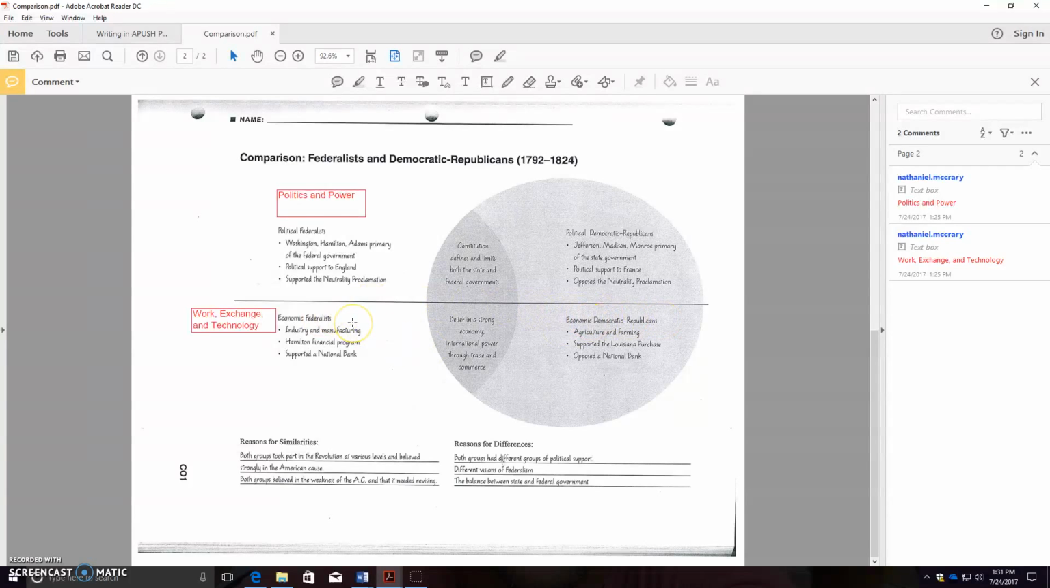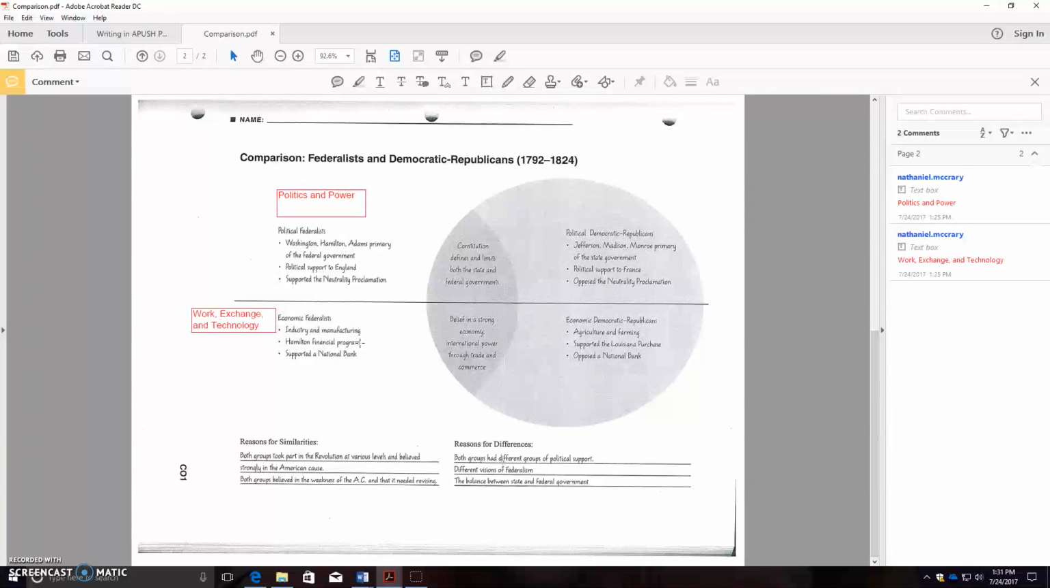Okay? Economically, Federalists believed in industry and manufacturing, so factories, making things. Alexander Hamilton had a plan to cut back our national debt. It required the establishment of a federally operated bank. Okay, so it operates at the federal government level. They would have control over state banks.